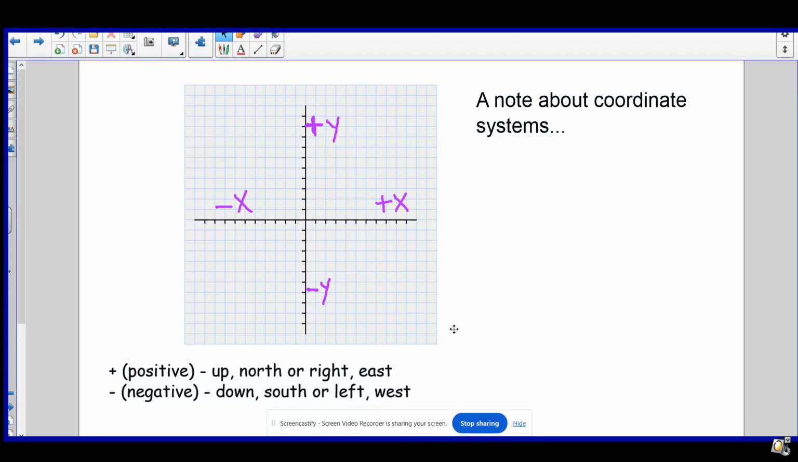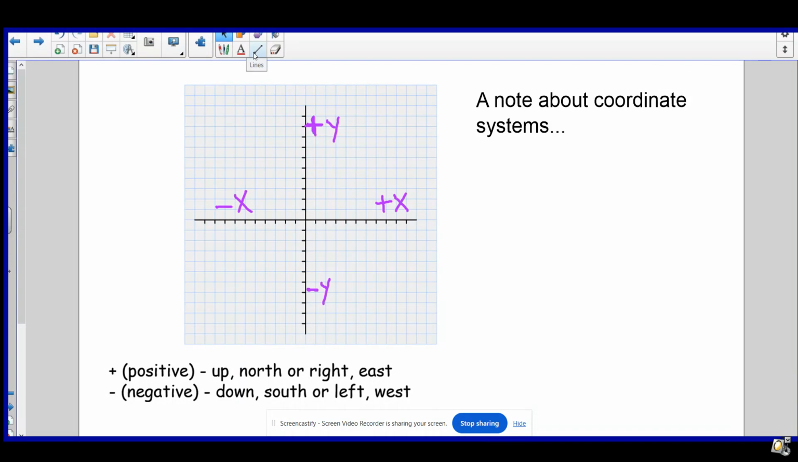Okay? A note about coordinate systems. If you don't mention it explicitly, and I'm kind of talking here for the exam, when you take the AP exam and you're doing a free response question, if you don't mention the coordinate system explicitly, then it's going to be assumed that you're in a regular Cartesian coordinate system where up and right are positive and down and left are negative.